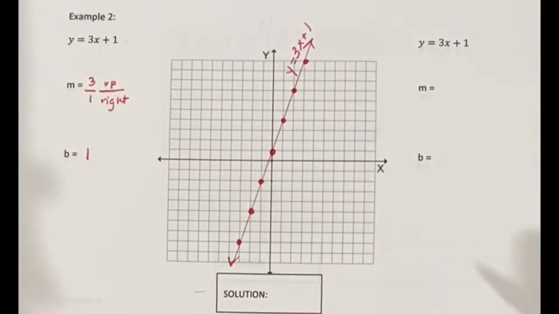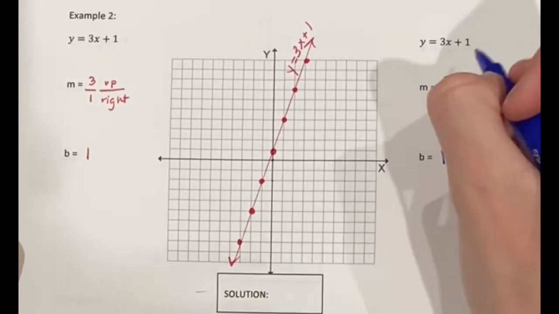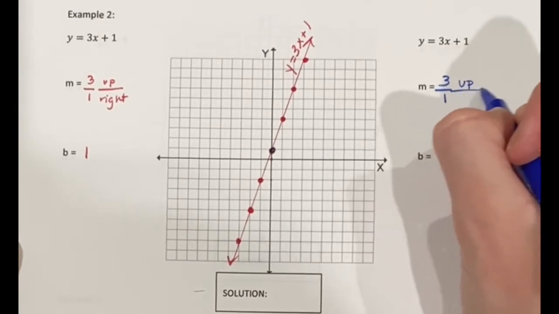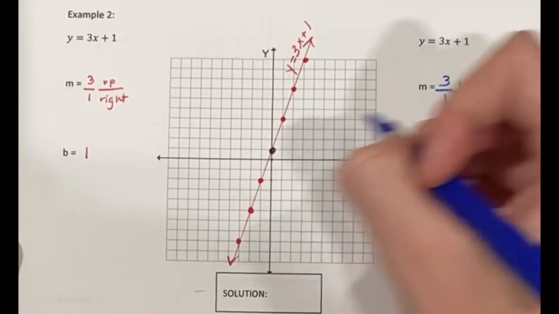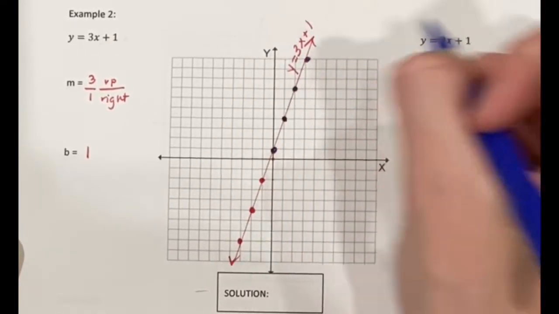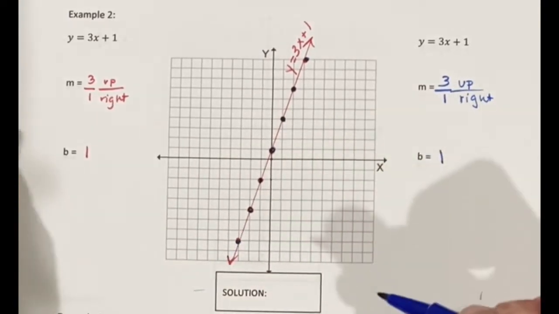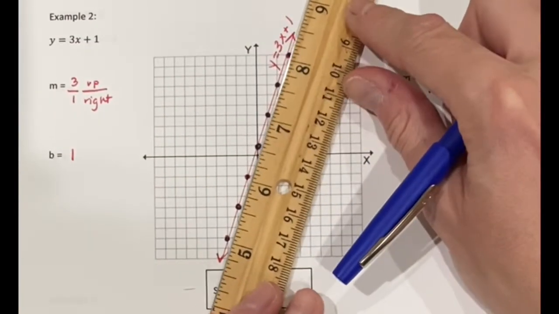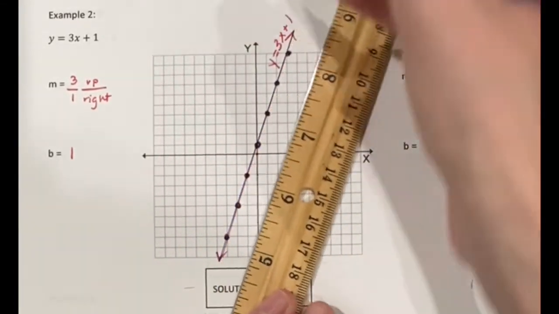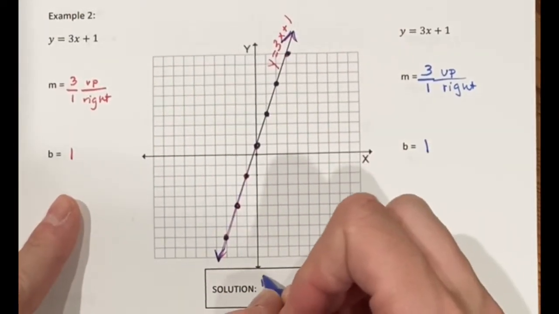So then the next equation, my slope is 3 over 1. My y-intercept is 1. So I'm going to plot my y-intercept, and then it tells me I need to go up and to the right. So I'm going to go up 3. And if I went the opposite way, I need to go down and to the left. And what do you notice here? It's the same exact line. So if it's the same exact line, that means it has infinite solutions.